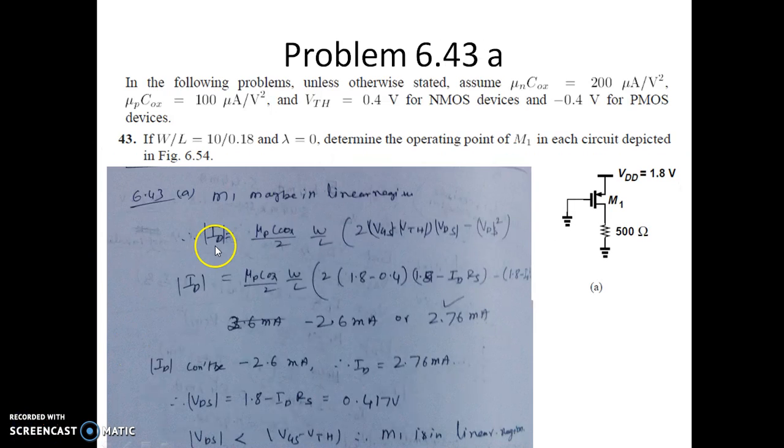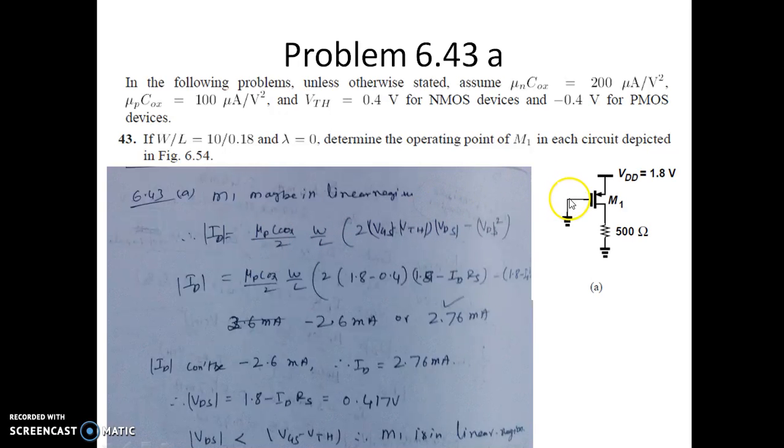Let us move on to the problem number 6.43 a part. Here W by L is given as 10 divided by 0.18. Considering lambda as 0, we are asked to determine the operating region of M1 in this particular figure. Let us start the solution of the problem by considering that the MOSFET M1 is in linear region. So I am writing the magnitude of current expression in linear region, which is mu P Cox by 2 W by L into 2 times magnitude of VGS minus VTH into VDS minus VDS square. This is the expression for the drain current in linear region.